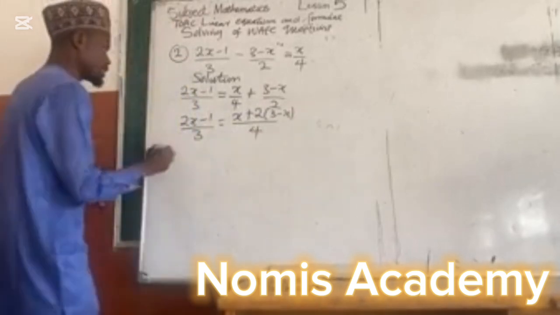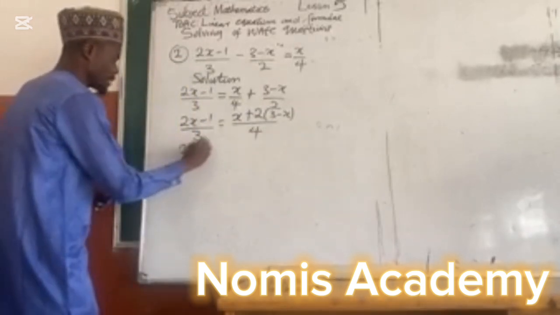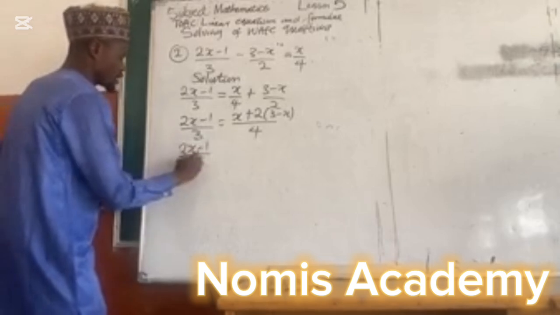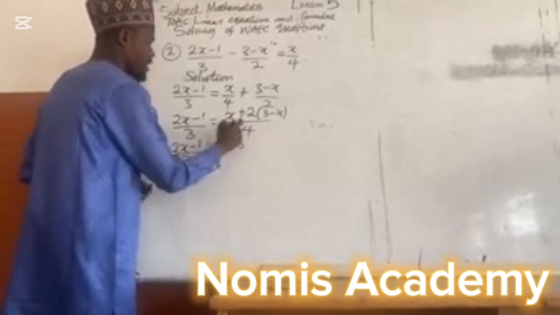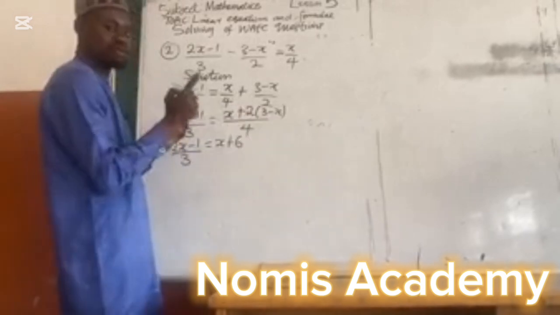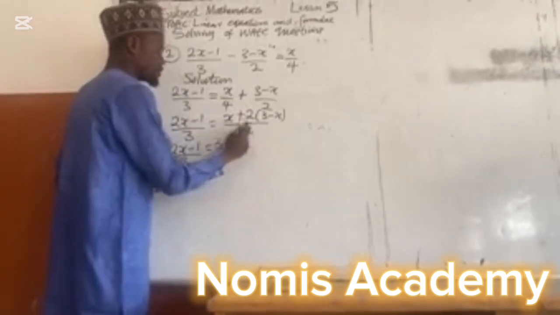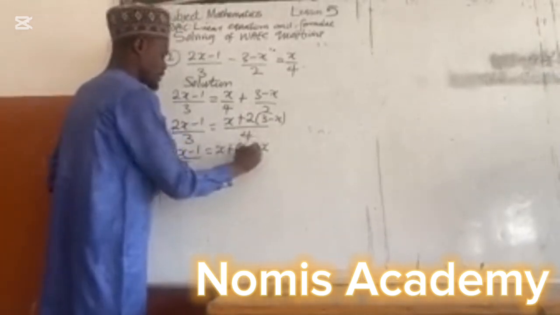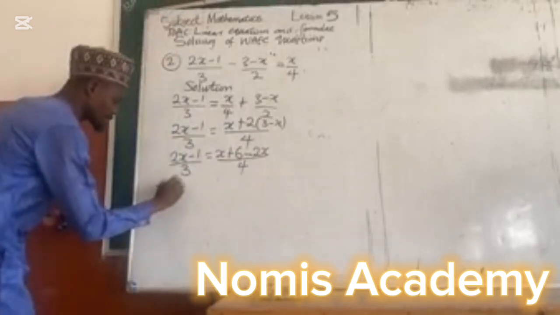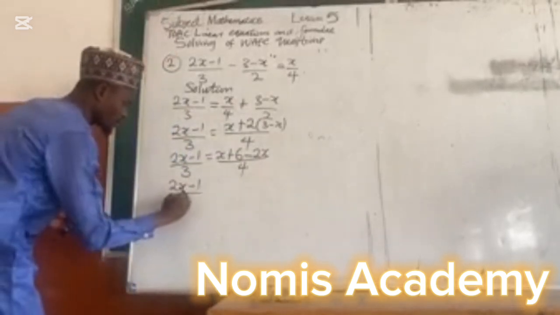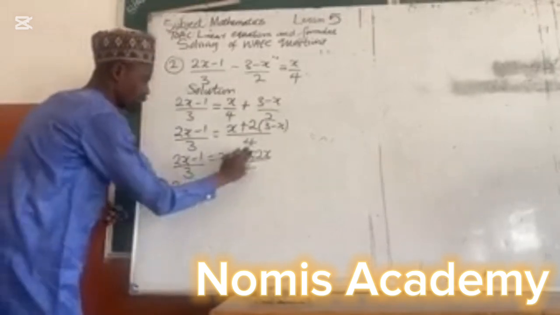So the next term is this. We have (2x minus 1) all over 3 is equal to x plus 2 times 3, we have 6. Plus times minus, be careful. Plus times minus, we have minus 2 times x, we have 2x all over 4. So we now have (2x minus 1) all over 3 is equal to x minus 2x.